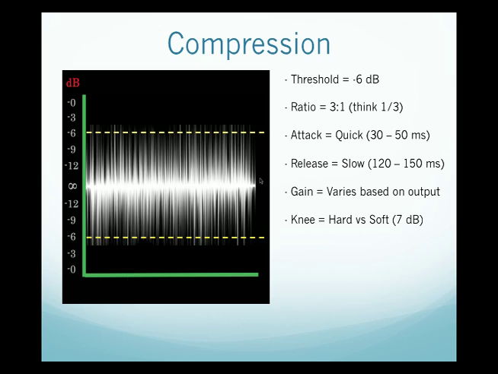The knee, we usually hear about the knee as being hard versus soft. So once the threshold is exceeded and that ratio kicks in, that's basically going to turn down the volume of whatever is beyond the threshold. The knee basically says, how quickly does that full ratio happen? Does it immediately get dropped to 3:1 or 1/3 of its volume, and that would be a hard ratio, or does it kind of gradually drop that ratio to 3:1, which would be a soft ratio? And we can usually use somewhat of a softer knee, and in the Pro Tools compressor, we could use a factor of 7 decibels on that knee.